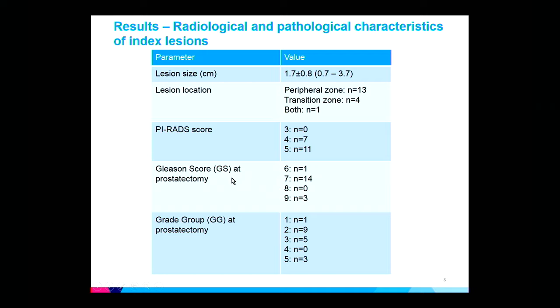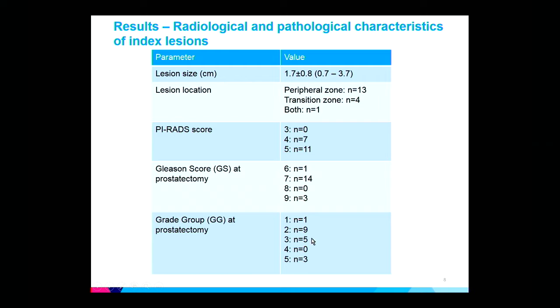We also retrieved the prostate cancer grades from the prostatectomy reports. The Gleason score is the classical way of grading prostate cancer on histopathology. Most lesions had a Gleason 7 score. The grade group system is a recently introduced reclassification of the Gleason score, which separates Gleason 3+4 and 4+3 into separate grade groups.